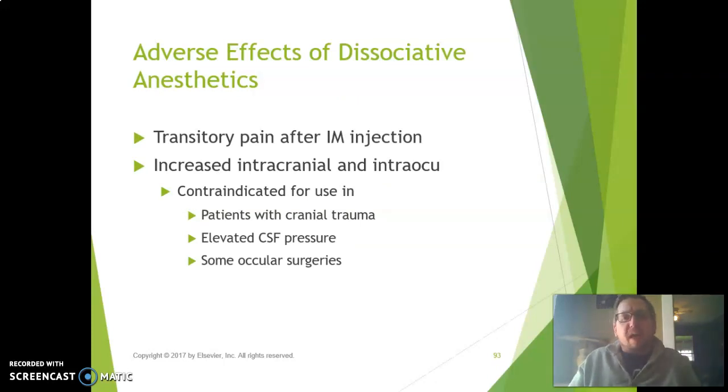One of the things that I think we probably need to touch on, and it's on the top of this page here, is transitory pain after IM injection. When we give this into the muscle, it stings, and the animal lets you know it. A cat will go kind of haywire at times when given IM, so you have to have proper restraint when this drug is given. You should never try to give this drug without somebody properly restraining the animal, because it stings when it's given.